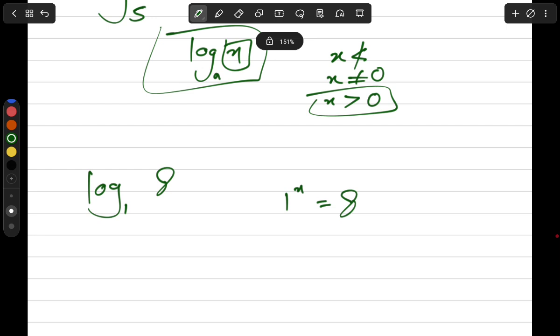What do powers of 1 do? They do nothing. They just give exactly the same output back, right? Whatever the power: 1 to the power 100, 1 to the power 10 million, 1 to the power 2, 1 to the power half, it never changes. So base 1 is useless.